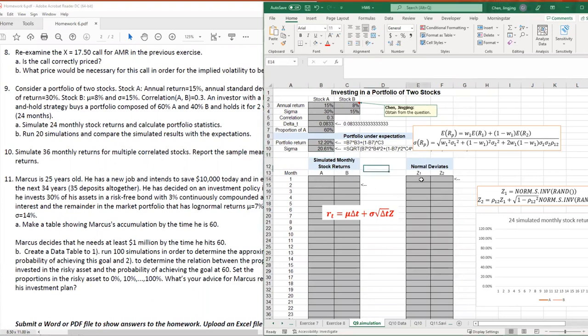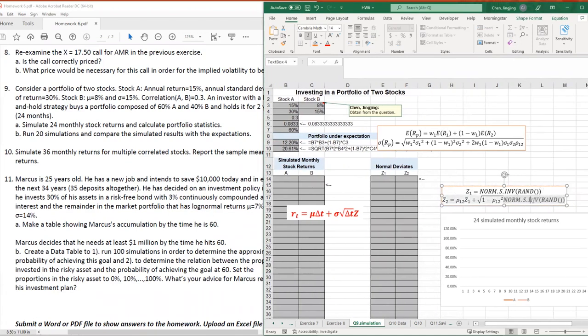For simulating returns, we should first get Z1 and Z2, and they are correlated. The way of doing that is to first generate Z1 that follows an independent normal distribution, and then generate Z2 that depends on Z1 in a way that the correlation between Z1 and Z2 equals 0.3. So we need this transformation of Z1 and also add another distribution that's independent from Z1 here, so that Z2 has its own random performance.